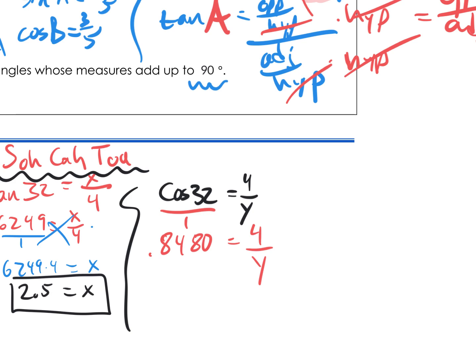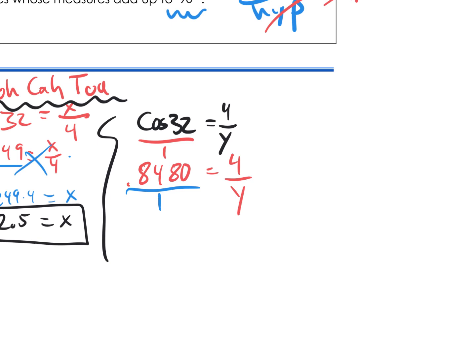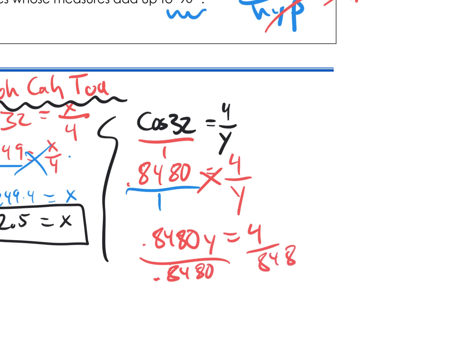Well, how do we do this? Notice we can make it into a proportion. We know how to solve proportions. We cross multiply, right? So we have 0.8480 times y equals 1 times 4, which is 4. Now what do we do to solve this? We're going to divide by that decimal number, 0.8480. It's an extra step here. So we're going to take 4 divided by that decimal number.